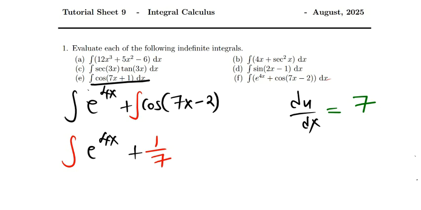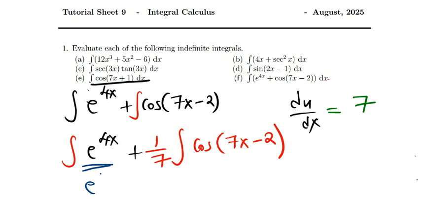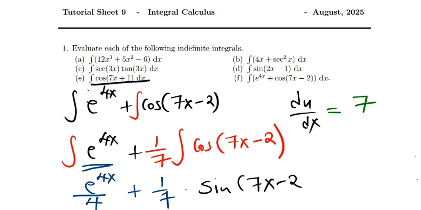1 over 7, and then the brackets will maintain the integral of cosine 7x minus 2. Okay. So at this point now, when it comes to the integral of exponential, you just differentiate the power and divide by the result, plus 1 over 7. Now cosine of this, the integral of cosine is just sine. So that will be sine 7x minus 2, and then plus a c at the end right there.